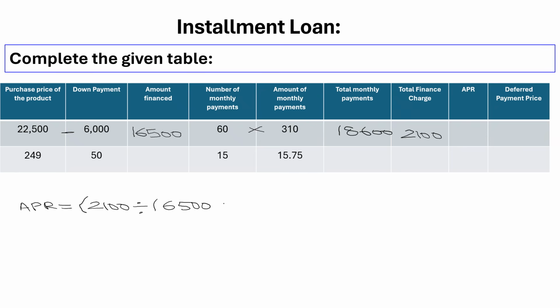Divide by the term. 60 months means 5 years. Divide by 5, bracket close, multiply by 100. This is the formula of APR. You need to watch my previous video. When you take it on the calculator, you will get the answer 2.55%. So you write here APR is 2.55.